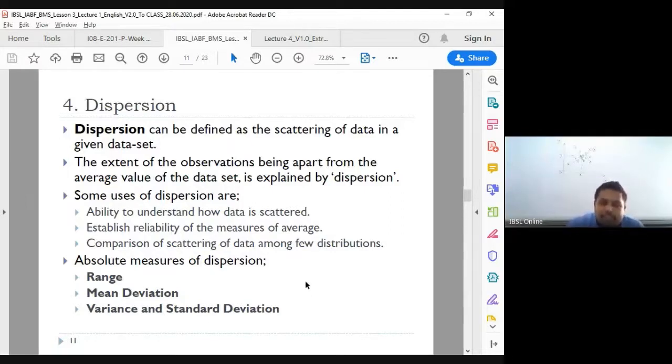Comparison of scattering of data among a few distributions. Now this is where it becomes very interesting. When you are given a couple of distributions, in life also, a couple of data sets, you need to come to conclusions. Do you know the entirety of the data set? Do you have access? No, you don't have access. Rather, just by looking at statistical indicators like central tendency and the dispersion that we are going to discuss, you need to come to conclusions.